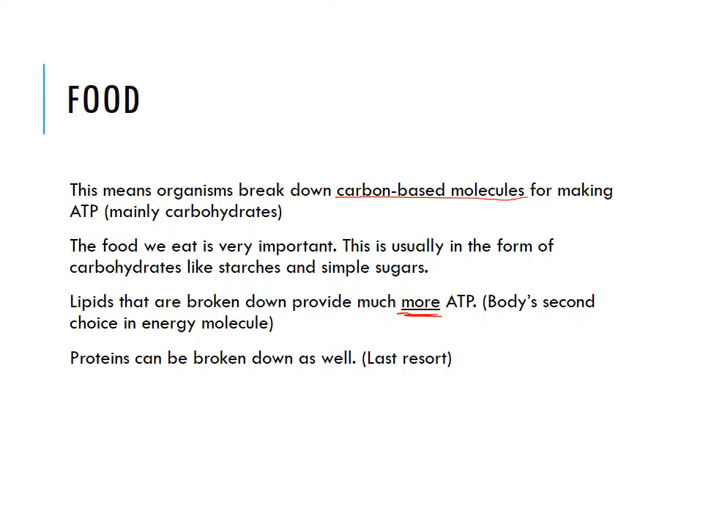Proteins can be broken down for energy as well, but they are really our last resort. We don't like to use them. That's because your body tissues are made up of proteins, and when we decide to burn those up, we're deciding to destroy part of our body, which means we're not going to be as functional as we once were.